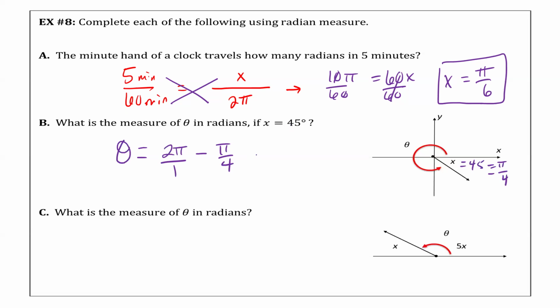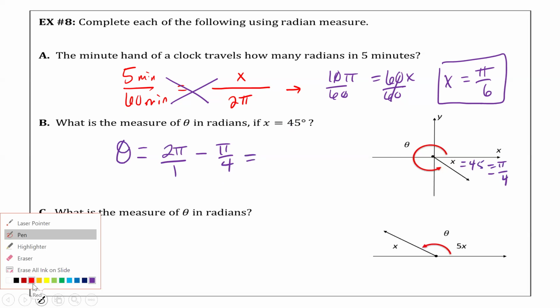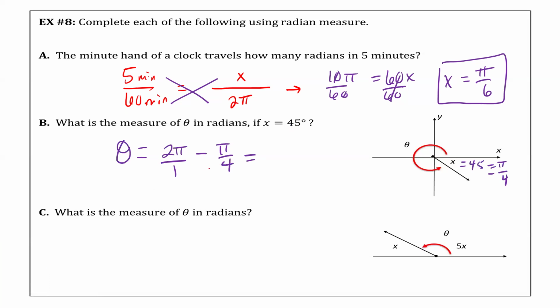And there you go. So again, in this situation, you can do cross multiplication, or you can find a common denominator. It really doesn't matter which way you do it, as long as you do it. Cross multiply: 2 pi times 4, 8 pi, minus 1 times pi times your denominator. And you end up with 7 pi over 4.